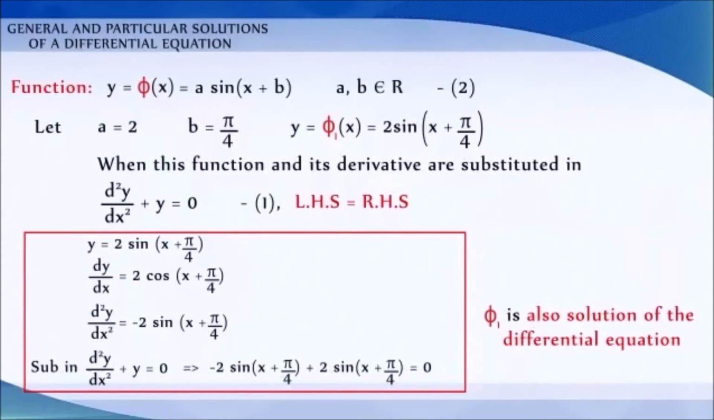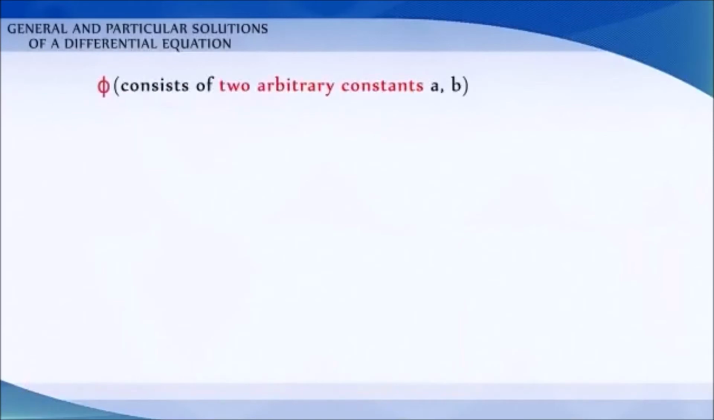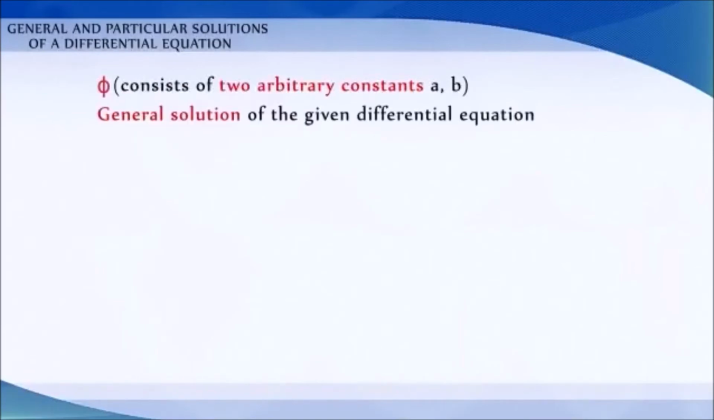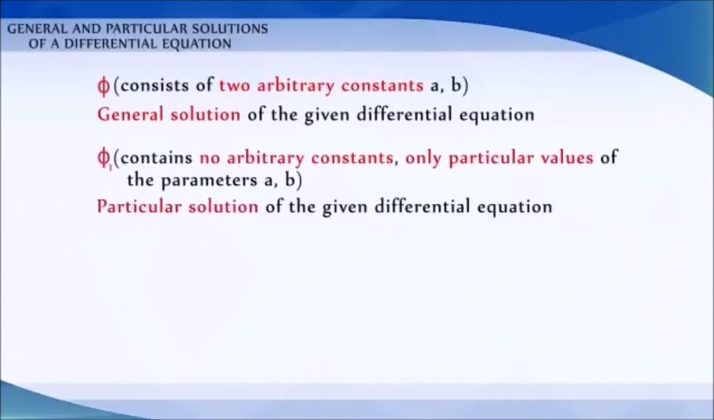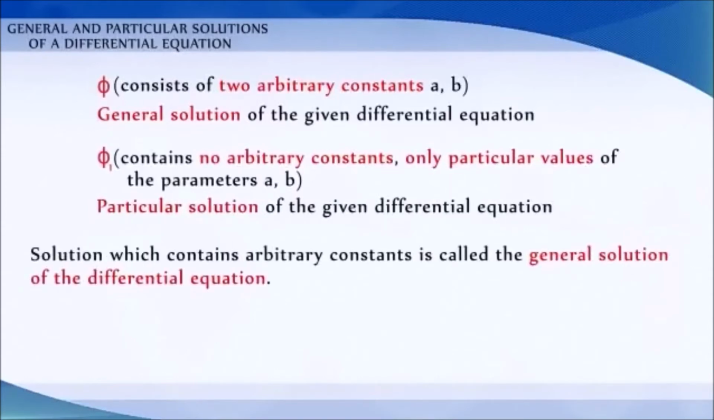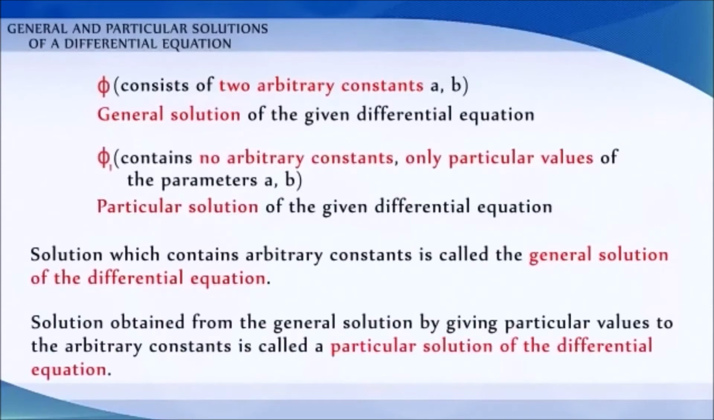Therefore, the function phi consists of two arbitrary constants a, b, and it is called the general solution of the given differential equation, whereas the function phi 1 contains no arbitrary constants but only particular values of the parameters a and b, and hence it is called a particular solution of the given differential equation. That is, the solution which contains arbitrary constants is called the general solution of the differential equation, and the solution obtained from the general solution by giving particular values to the arbitrary constants is called a particular solution of the differential equation.